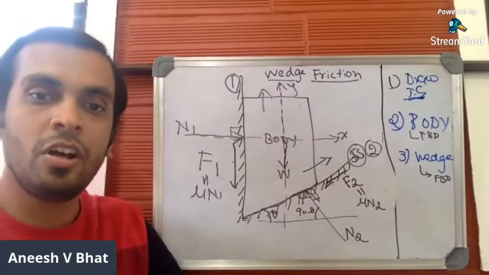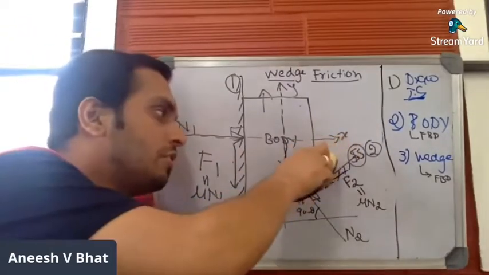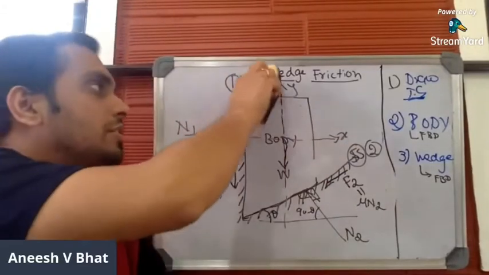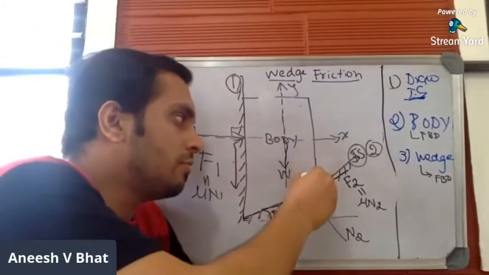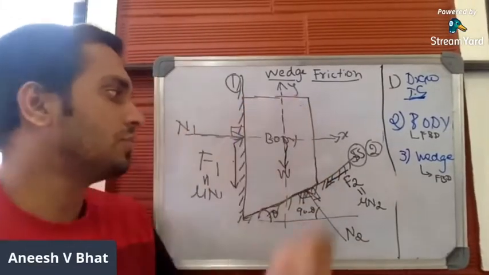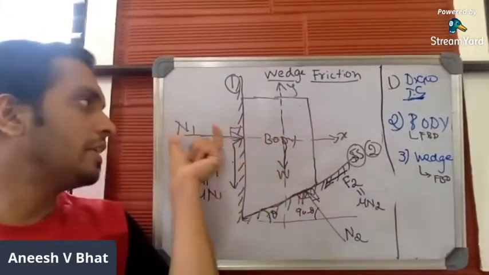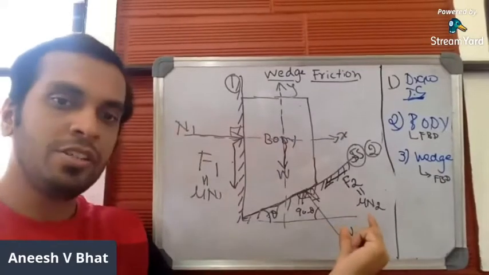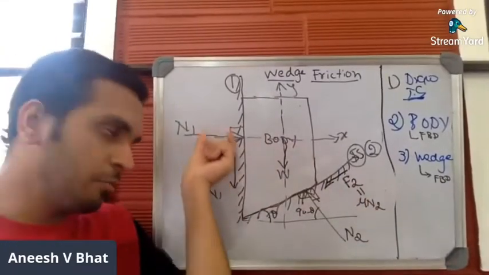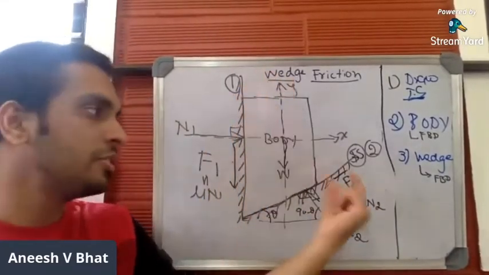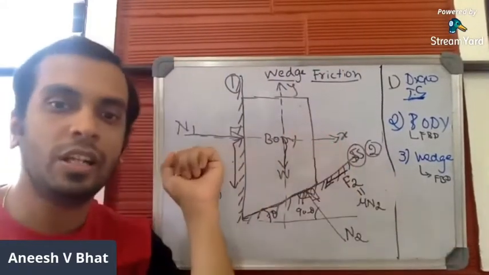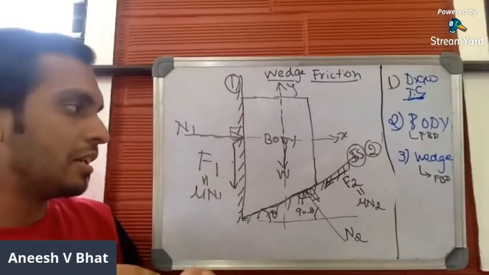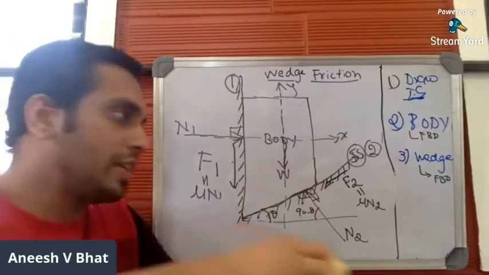So you have drawn all this, this is the trend of motion. I'll rub this, we don't need this. So we have marked all the forces now: self weight, normal reaction N1, normal reaction N2, F1 moving downwards because body moves upwards, F2 moving down the plane because body moves up the plane when you push the wedge inside. So you have basically marked all the forces as far as the body is concerned.